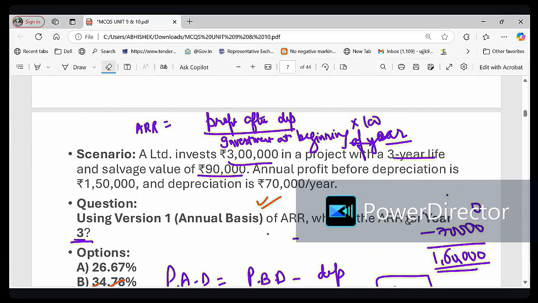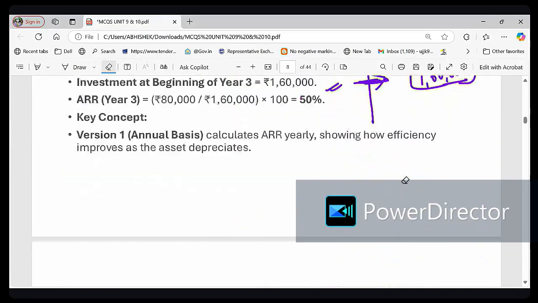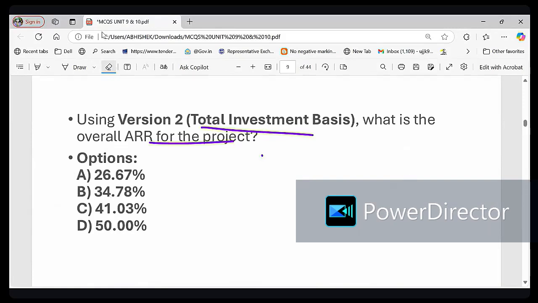Suppose the question asked you to calculate ARR for year number 2, you can calculate it, right? But in this case, it is our overall ARR for the project. That is called total investment. This is the second version. So you have to calculate the overall ARR, not just a particular ARR, overall ARR.